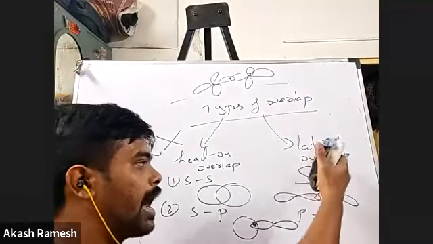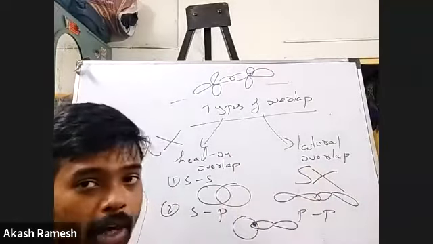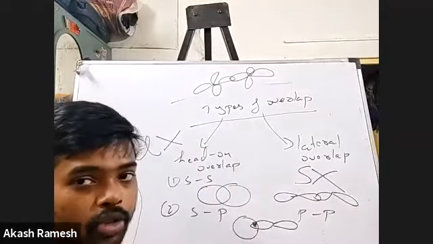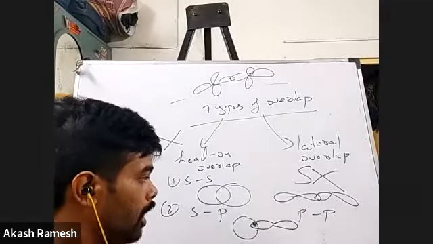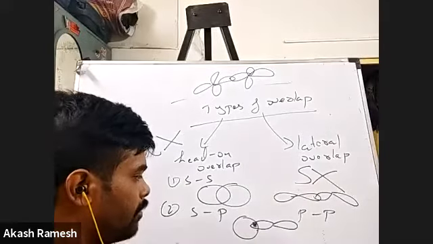So remember, s orbitals cannot be involved in lateral overlap. They can be involved only in head-on overlap because they are spherical in shape. There is no question of lateral overlap there. Okay, so we'll look into lateral overlap now. Hope you have taken down the diagrams.